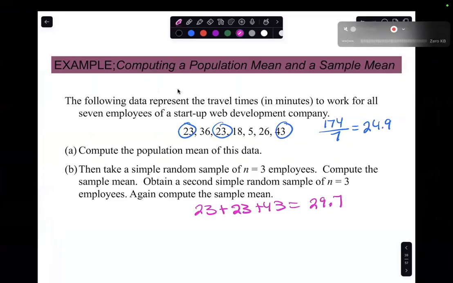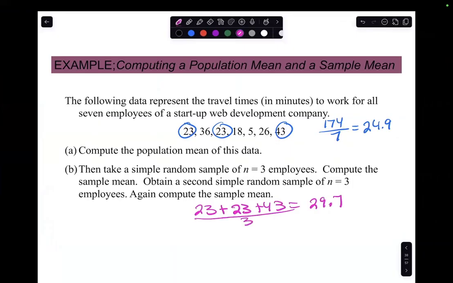Okay, so 87, now I need to divide that. Oh, I already divided by that. Oh, that's ugly, divided by 3. There we go. Okay, so I got 29.7.